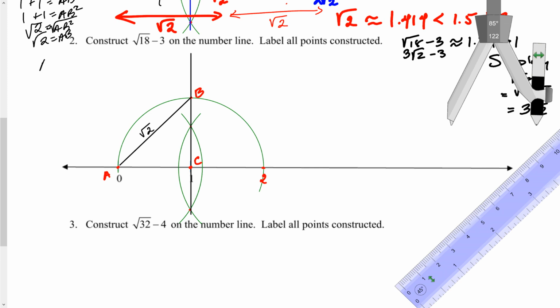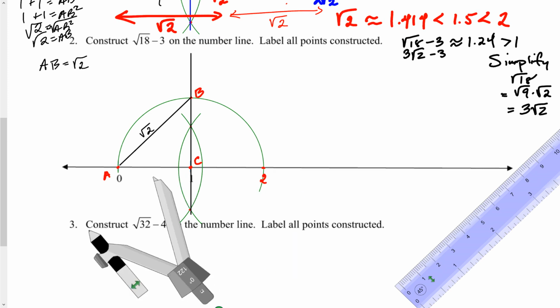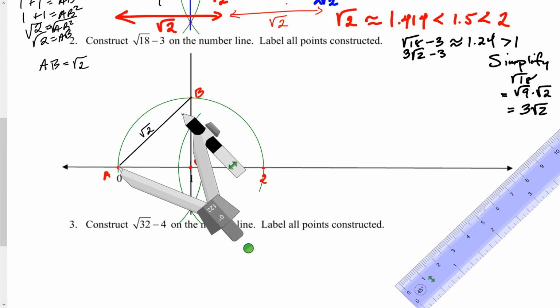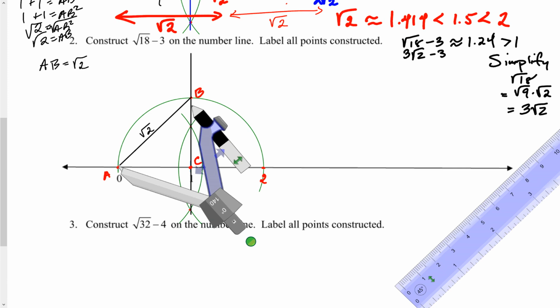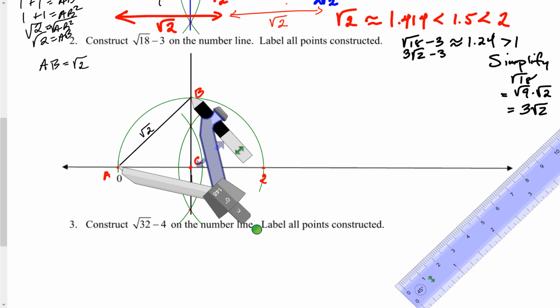AB, just like on the previous construction, is square root of 2. To locate the square root of 2 on the number line, we take our compass and adjust it from A to B. This is exactly what I did in the previous one. This is why I've prepped you guys so much. You have to get good at the basics, and this is a basic. If you don't know how to construct root 2 on the number line, then you're not going to get anything else. So you have to get good at the basics.